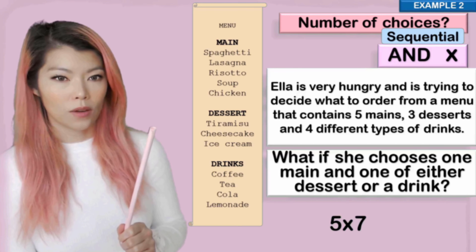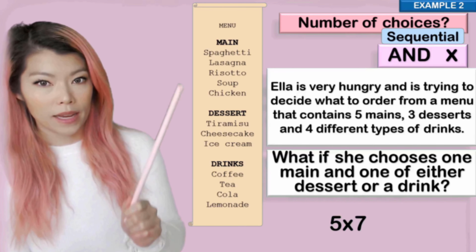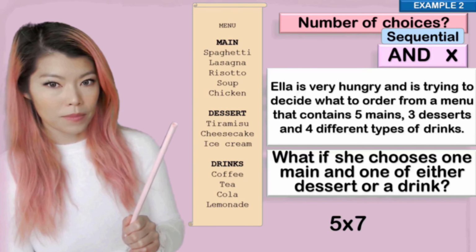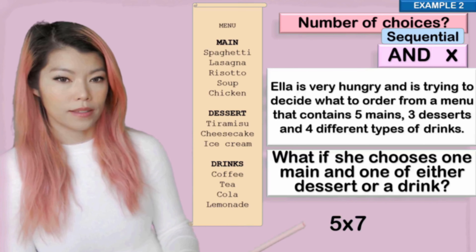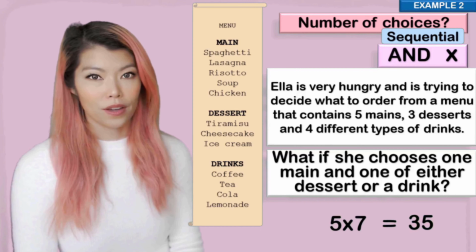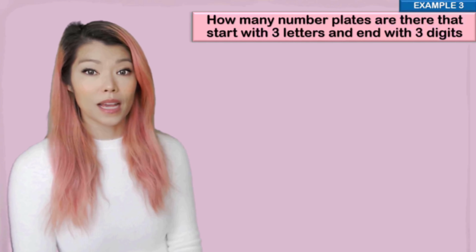I'm going to say that again one more time. So she chooses a main, and that's times, dessert or drink. Or means plus. 3 plus 4 is 7. So we have 35.